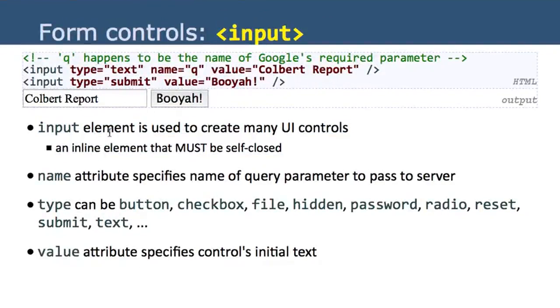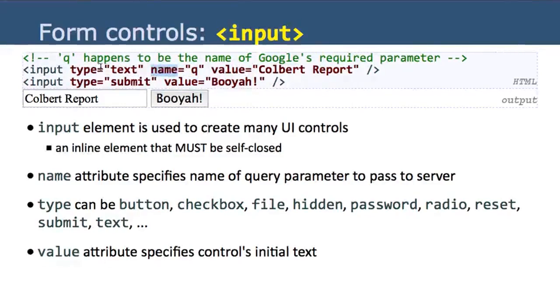The input tag is what's used to create this. But actually in HTML, the input tag is used to generate lots of different types of form control elements. We'll see a lot of those in a sec. So this input element is sort of overloaded to do a bunch of different things. To create a text area, we say input type equals text. To create a submit button, we type input type equals submit. And in the case of the submit button, we have the value equals Booyah. Value in this case determines what text is shown on screen for the button.